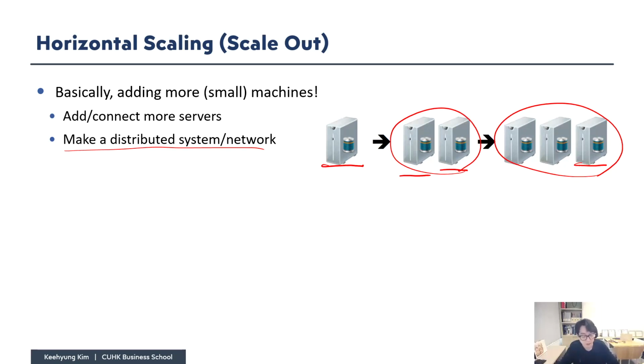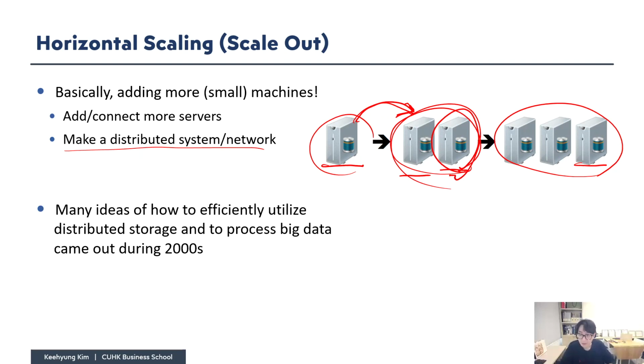In this case, if we want to provide twice the performance, then we can just pay twice as much because we will just add one more server. So the cost increases linearly as the performance increases.